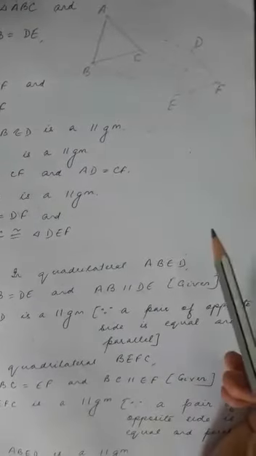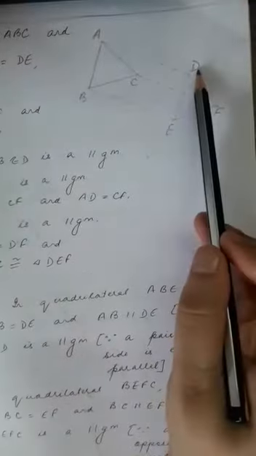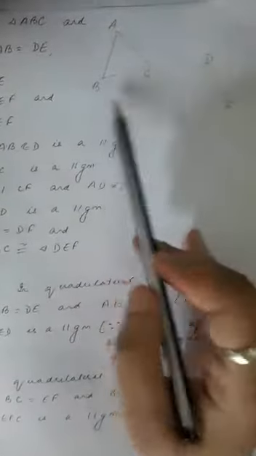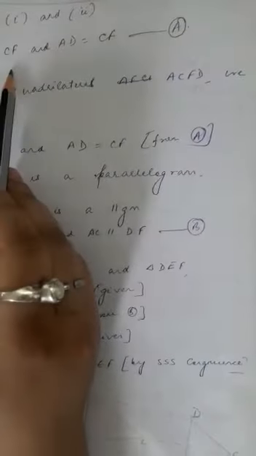Next, for the third proof, let us consider the parallelogram ABED. In this parallelogram, AD is parallel to BE and AD is equal to BE. Keep this one as equation number 1. Similarly, from the parallelogram BEFC, we have CF is parallel to BE and it is equal to BE. So keep this one as equation number 2. Now from these two equations, we can say that AD is parallel to CF and also equal to CF. So keep this one as equation number A.